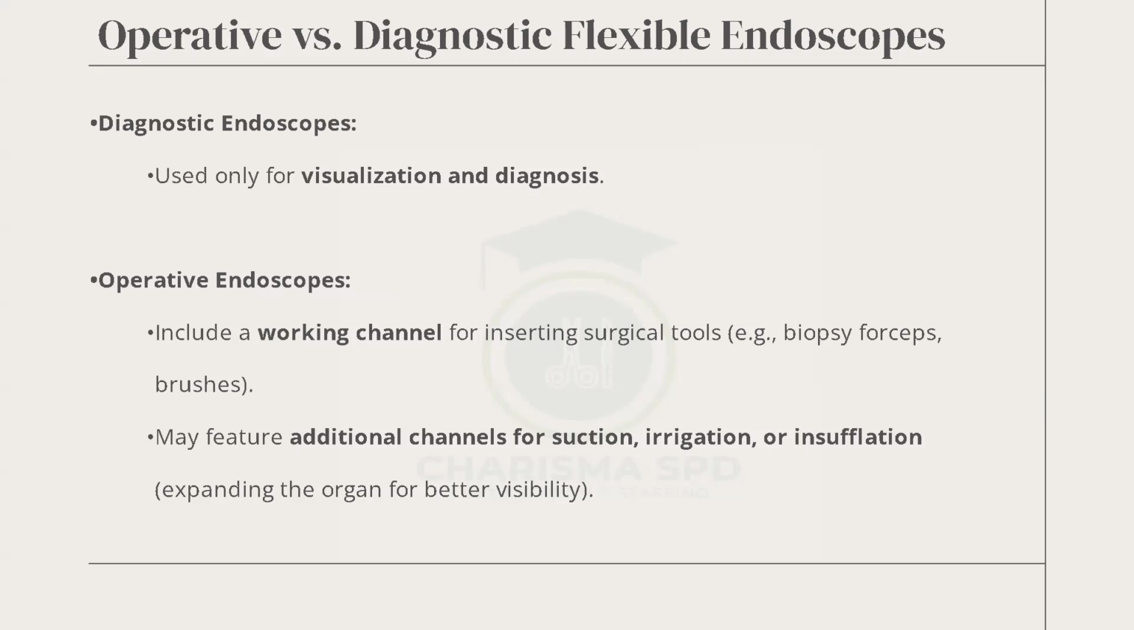Operative means they want to cure something. They've seen the results, run the tests. Now they want to take care of the problem. So these include a working channel, additional channels for suctioning, irrigation, and what? Inflation. Expanding the organ for better what? Visualization. So with the operative endoscopes, yes, they want to use it for treatment. So it has all manner of channels that they use to pass devices through to give you the treatment that you need. Next slide.